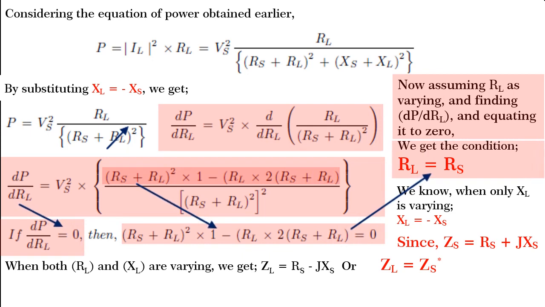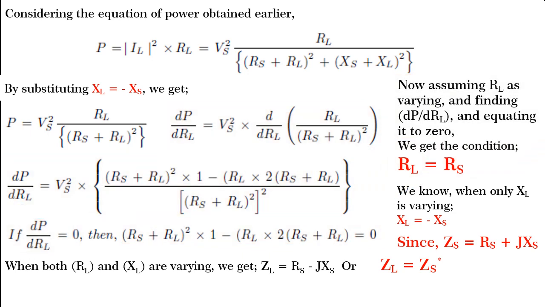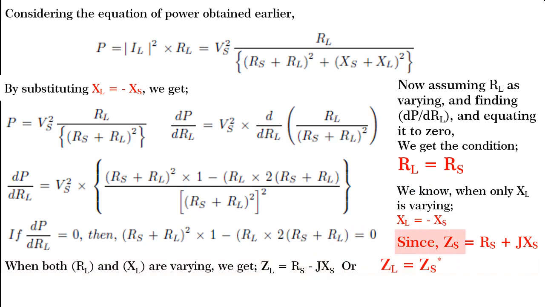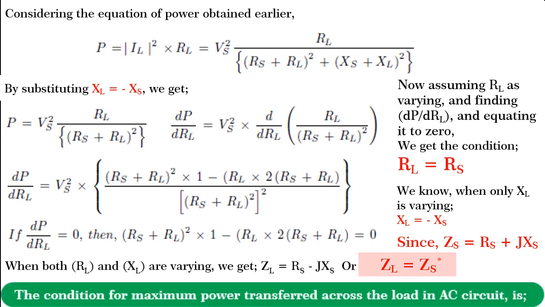is equal to Rs. We know that XL is equal to minus XS, and when both RL and XL are varying, ZL is equal to Rs minus jXS. But ZS is equal to Rs plus jXS. So, the condition for maximum power transferred across the load is ZL is equal to ZS conjugate.